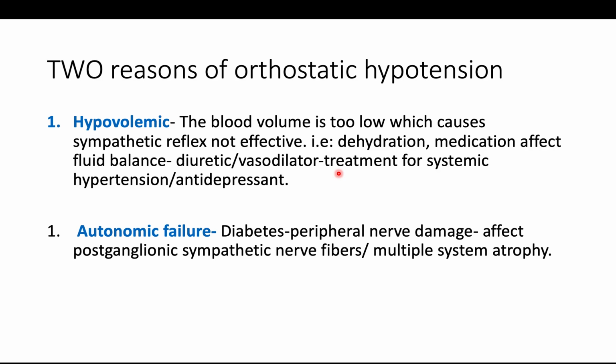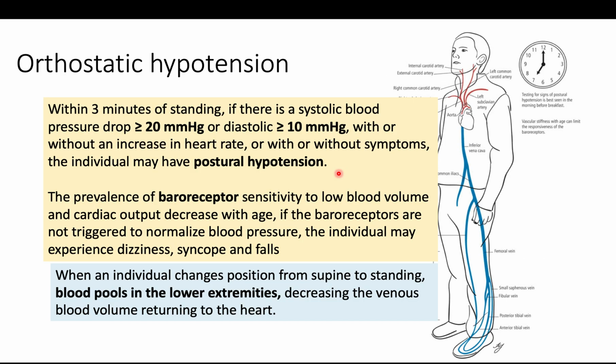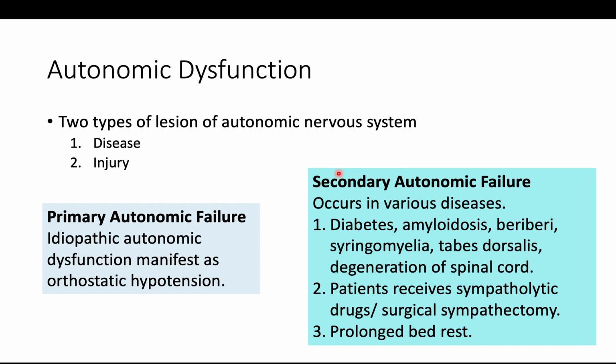Okay. So in autonomic failure, it could be due to damage in the peripheral system, for example diabetes, complicated with diabetes basically. Alright, so it will cause multiple system atrophy. Okay, so in the autonomic dysfunctions, we have a lesion that can affect the autonomic nervous system, either due to a disease or an injury. So we have a primary autonomic failure, which means it occurs in the autonomic nervous system itself, or a secondary failure, which means a certain disease causes failure in the autonomic nervous system.